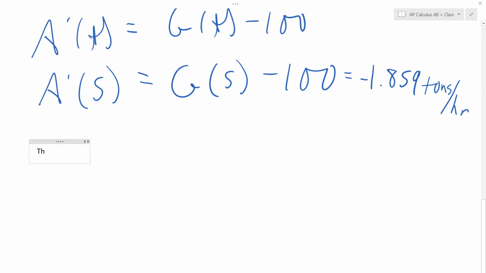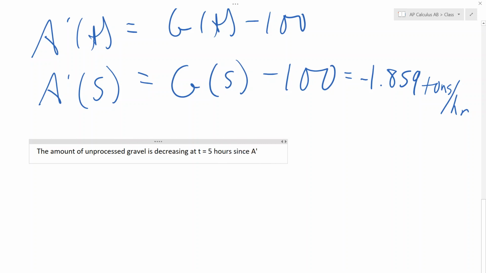The amount of unprocessed gravel is decreasing at t equals 5 hours. Since we labeled what A was, you can just say it's less than 0. A lot of y'all are saying A prime of t is less than 0 at 5 or something like that. Just say A prime of 5 is less than 0. Okay? Or negative. Same thing. Simple enough?